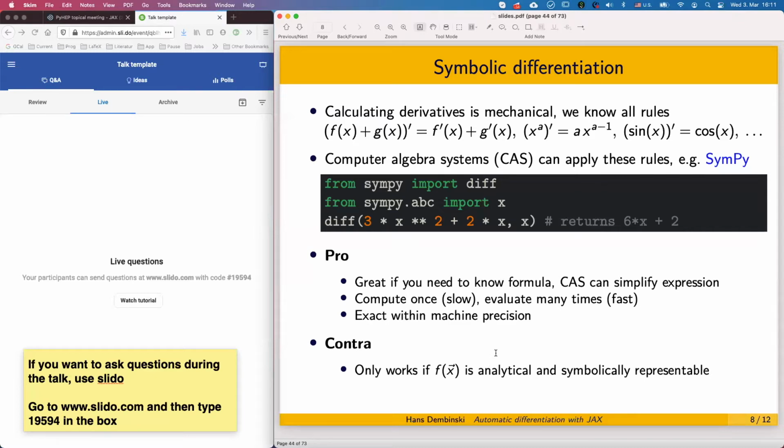Okay, but the big downside, the caveat, is this only works when you can actually express your function as a formula like this, like write it down mathematically on paper. So it has to be analytical and symbolically representable. It doesn't work for your typical computer function that you just write in Python, where you can have things inside like if and while. How would you put this in here?